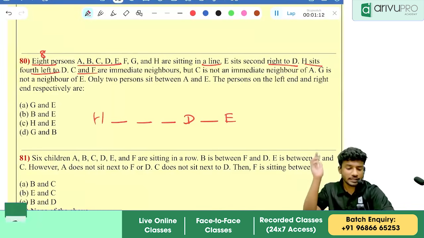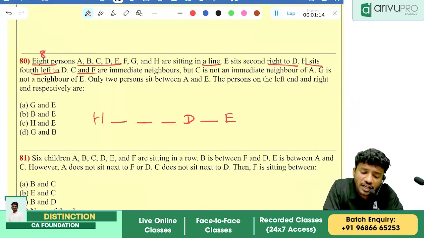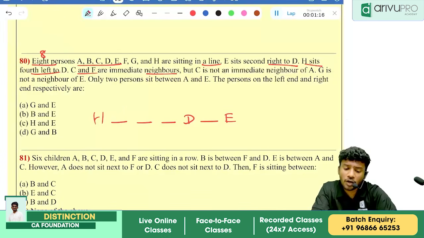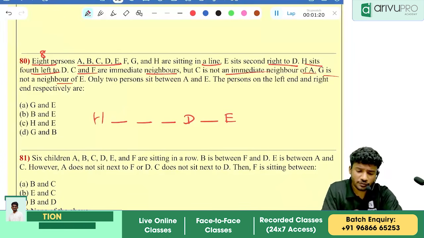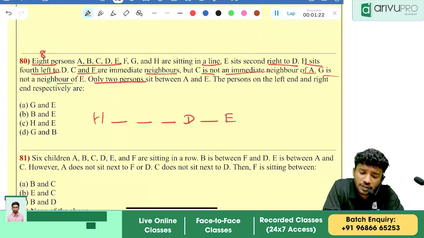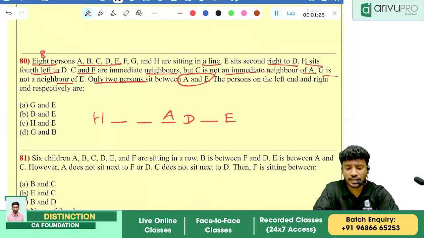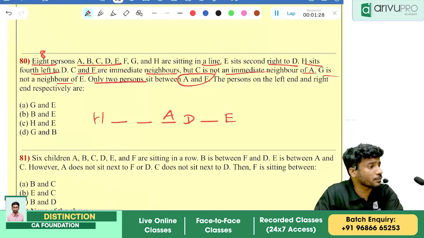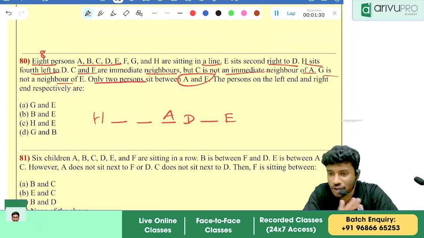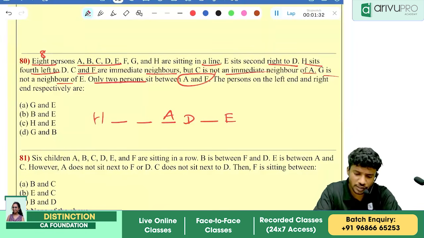Sorry for that. Then what is given? C and F are immediate neighbors, but C is not a neighbor of A. G is not a neighbor of E. Only 2 people sit between A and E. Why didn't I go to the other side? Then the number of people will be more than 8. That is not possible. Then the question is what?